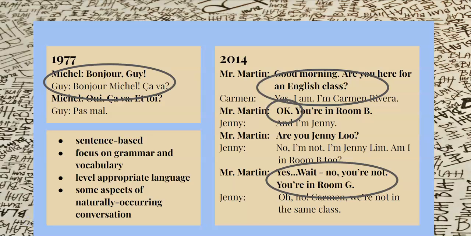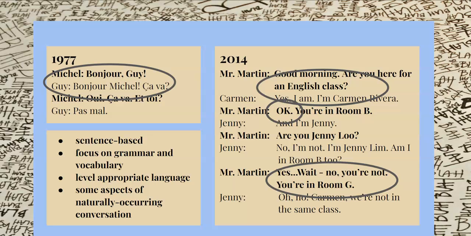On the left side of the screen is the dialogue from my French textbook. I was in the 9th grade in 1977, and we listened to this amazing piece of language on record albums. Fast forward to 2014. The dialogue on the right side of the screen is from a Level 1 ESL textbook. We have come a very long way in what we serve up to our beginning level language learners. However, some things are still the same.